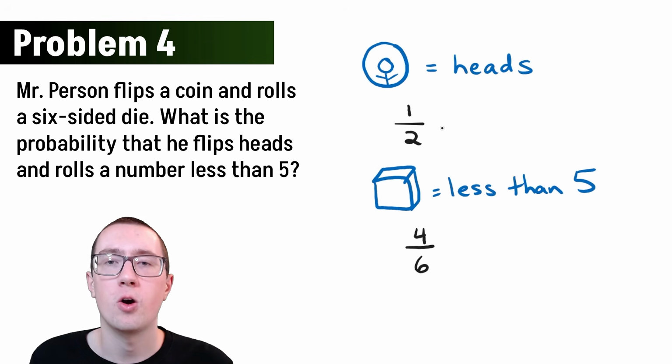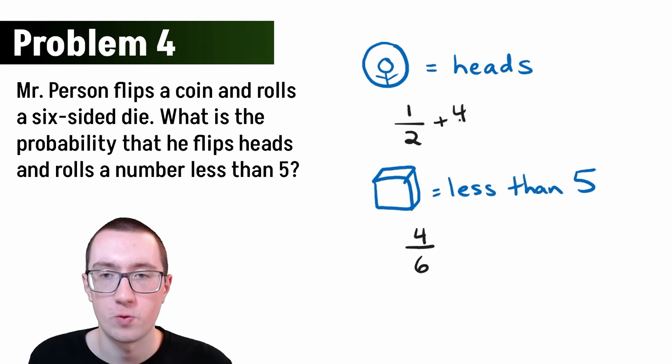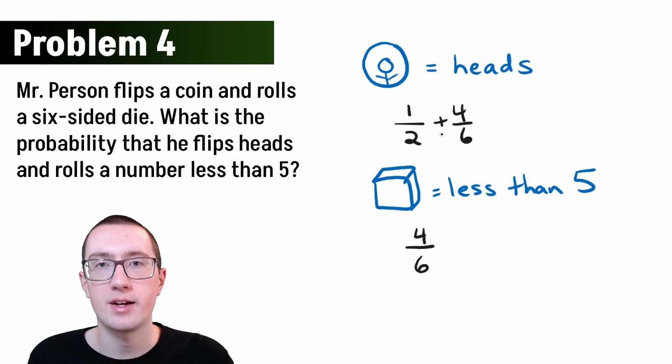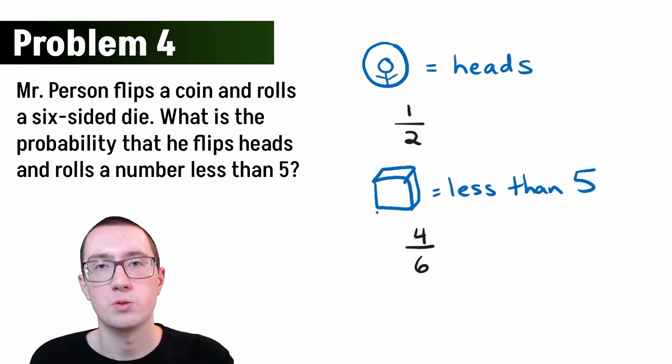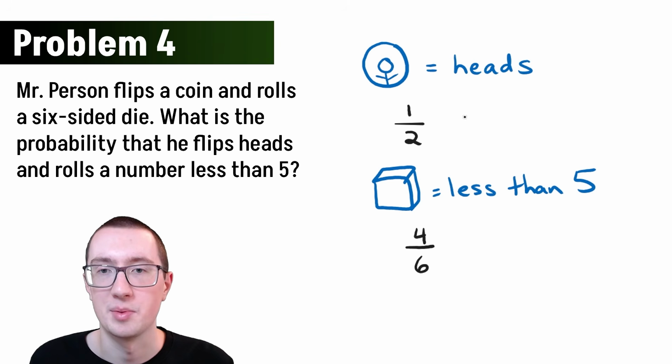Well, you might think that, oh, well, to combine them, we'll just need to add them together, right? 1 over 2 plus 4 over 6. But that actually doesn't make sense because when you add them together, you're increasing the chances. And the chances of 2 things happening at once seems like it would make it harder. So to find the chances of 2 things happening, we actually have to multiply the probabilities.